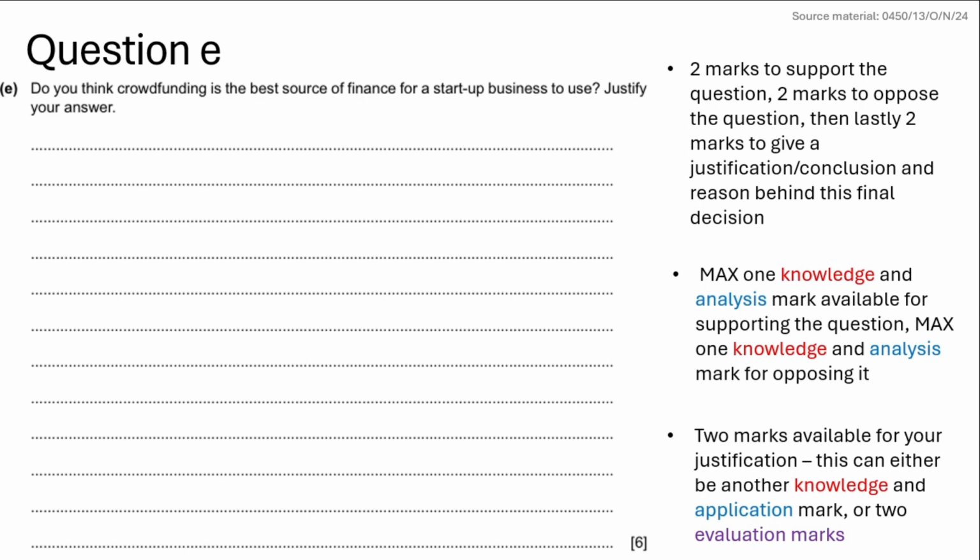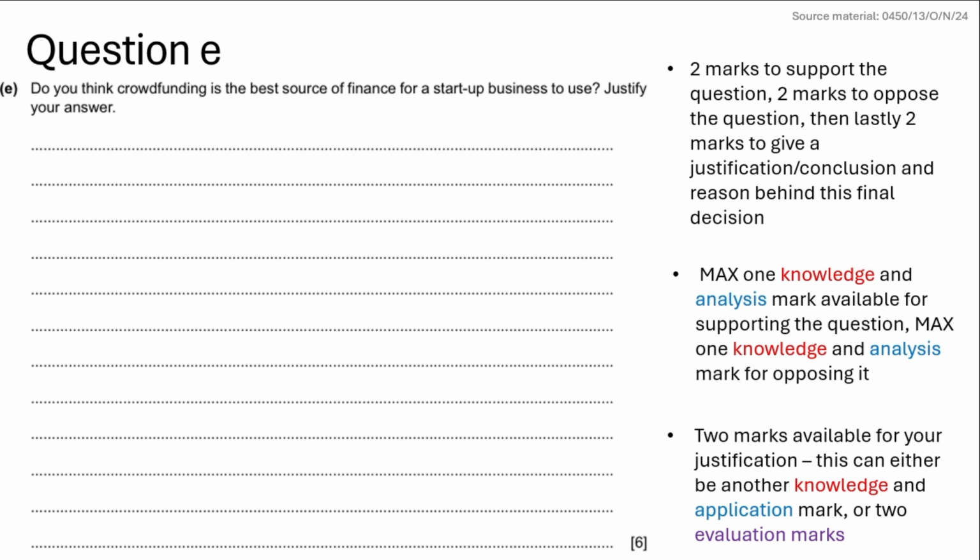If you were to be unbalanced in this question type, for example, if you write a lot supporting it and very, very little opposing the question, you're going to get no marks. You can only get maximum 2 marks for supporting it and 2 marks for opposing it and 2 marks in your justification, not 3, 1 and 1 like that. You can't do that. 2 marks maximum.